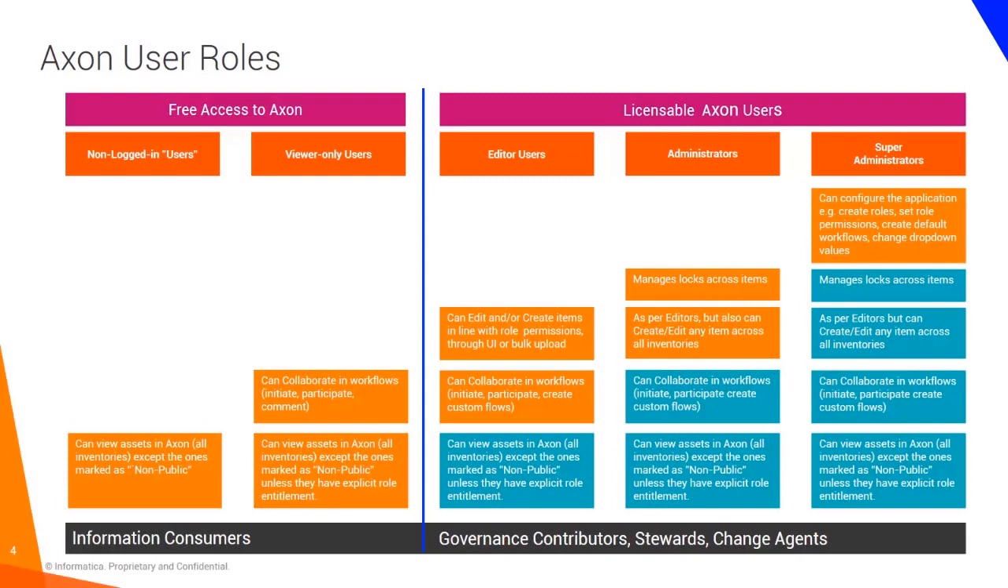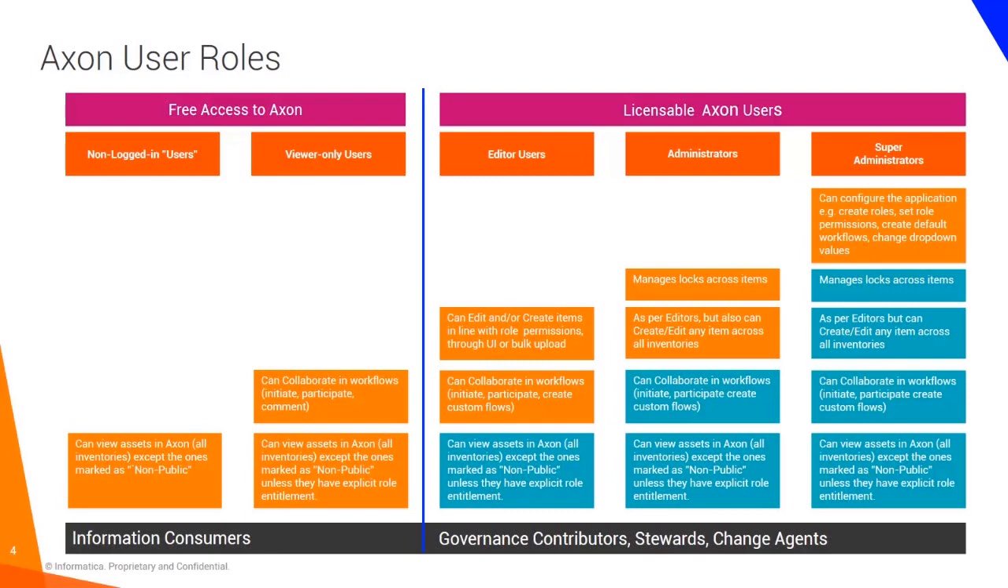Axon is a collaborative tool which relies on interaction between different stakeholders across an array of objects and facets or inventories. While collaboration is key, control must be maintained to ensure that only the right people can create and change Axon content. Axon's permissions engine gives you that control.